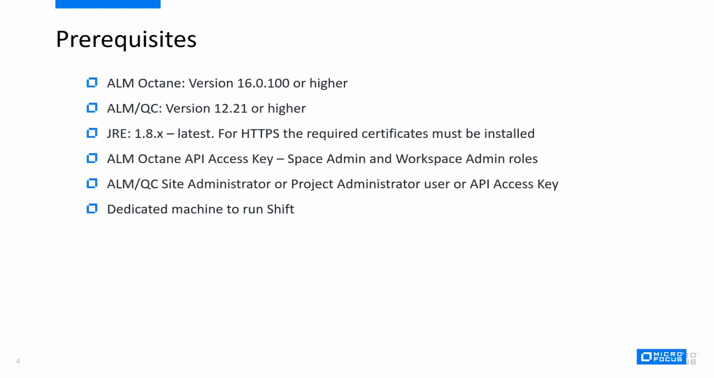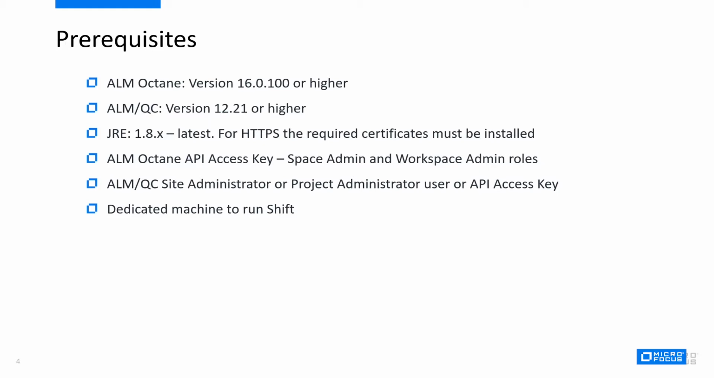As prerequisites, you'll have to have ALM Octane version 16.0.100 or higher. ALM QC version should be 12.21 or higher. JRE 1.8.x to latest. And for HTTPS, the required certificates must be installed before running the tool. ALM Octane API access key with the roles you see here. And the same goes for ALM QC.